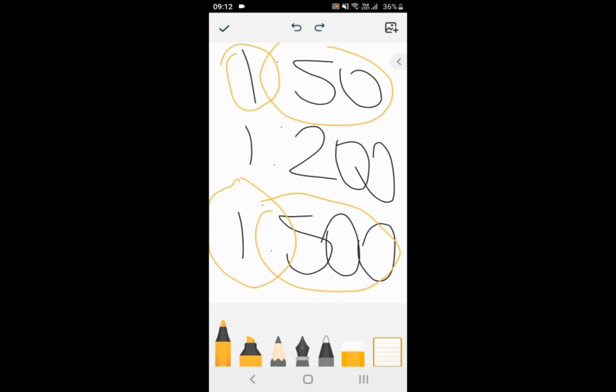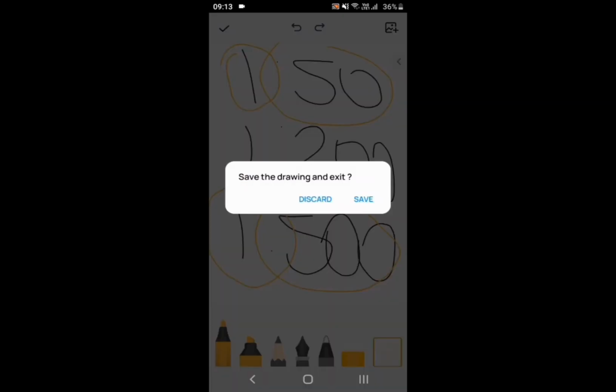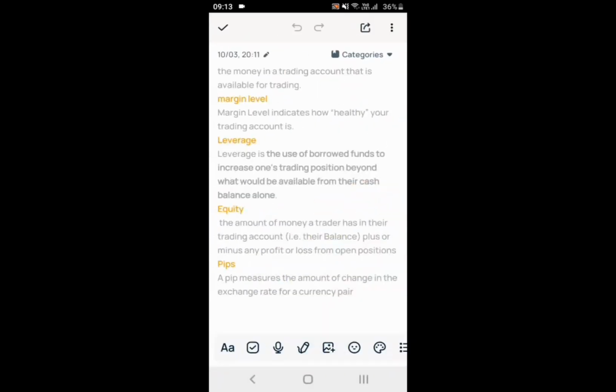When it comes to leverages, ladies and gentlemen, as a beginner, stick to smaller leverages because that way you're not risking a lot of money. But as you get more and more advanced, you can increase your leverage, but always remember you also increase your risk.